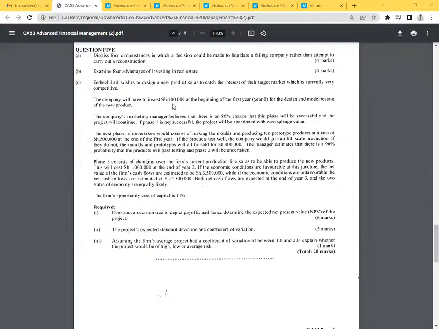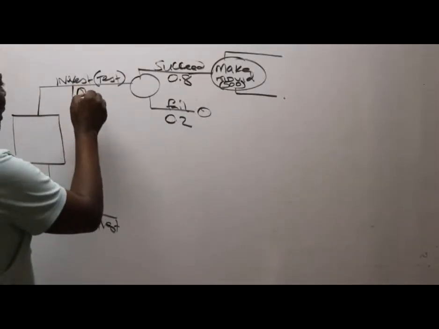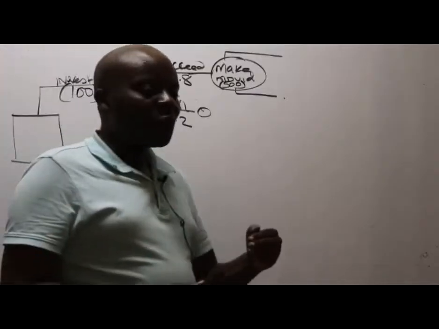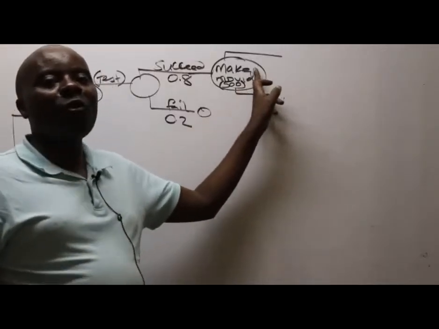The company will have to invest 100,000 for design and model testing. I want to capture my figures in thousands, so this is 100 there. Great. So I was trying to answer, why am I capturing these in the form of a circle?